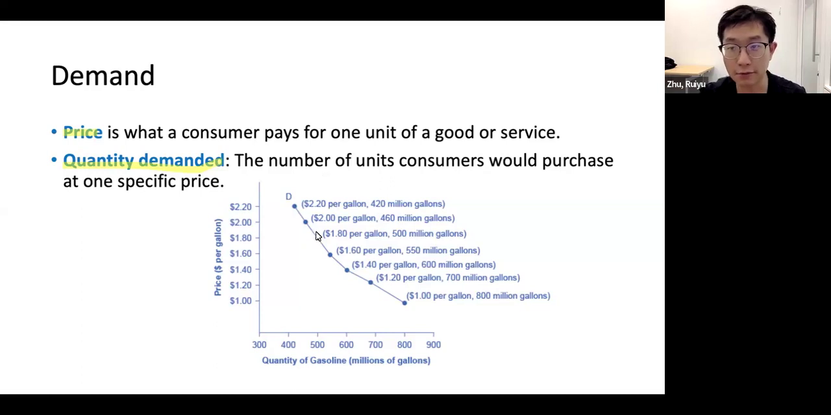So in this plot, we can represent all the points in the previous table. Here, the price is $1. The quantity demanded is 800 million gallons. So all the points here, we connect these points, and we get this demand curve.